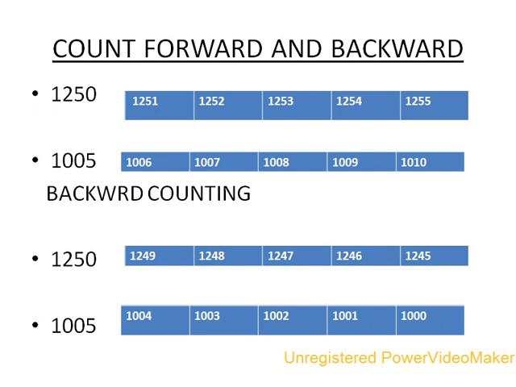Same example, 1005. Now we are going backward, so 1004, 1003, 1002, 1001 and 1000. So in this way we are going backward.